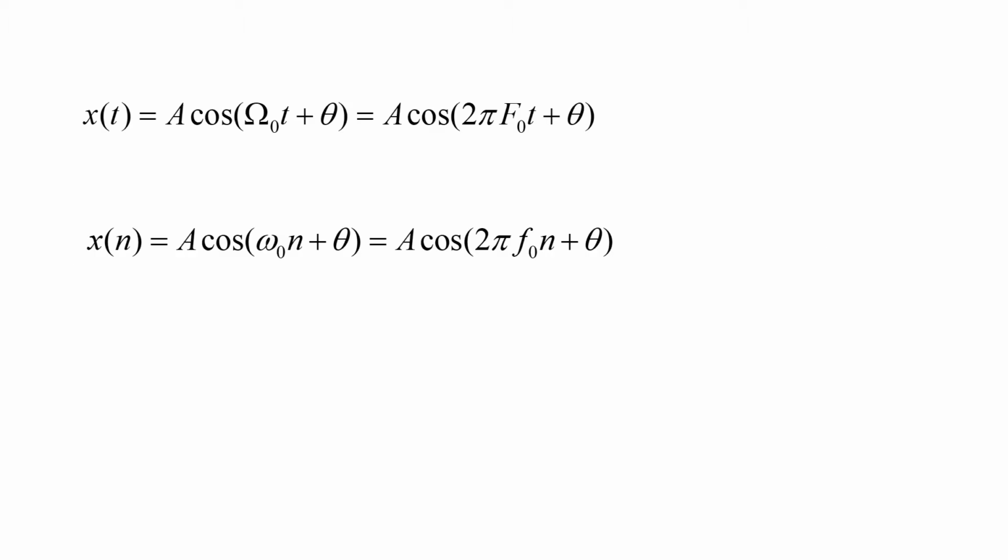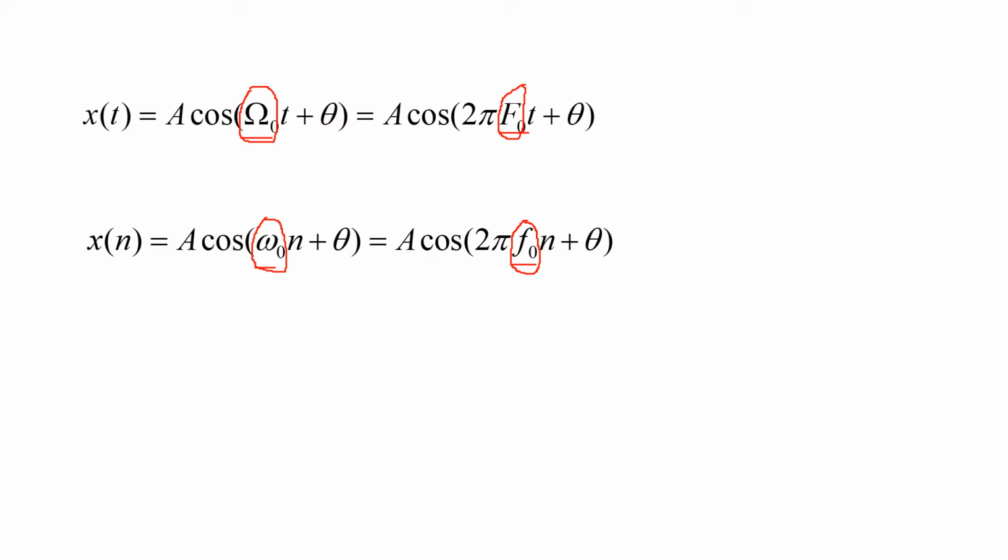Okay, so we will be revisiting the concept of cosine waves in continuous time and cosine waves in discrete time. What you can notice here is that I have used different symbols for omega as well as f frequency for continuous time and discrete time. When we are talking about continuous time frequency, we have used capital symbols, capital omega and capital F. And when we are talking about discrete time signal, we are using the symbols small omega and small F. And this is exactly what your textbook has done. So what is the difference between the two?